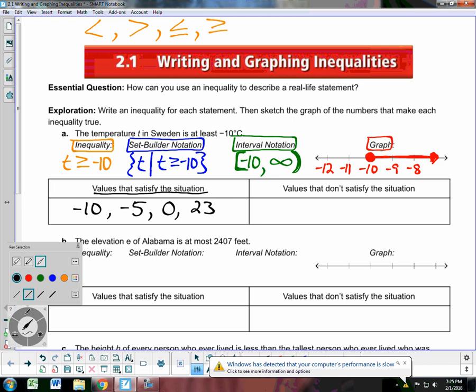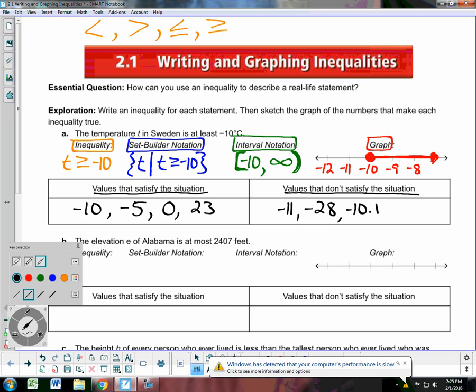Now you can also notice that all those numbers that I just listed would eventually be shaded on our graph. That red arrow would eventually get all of those. Now, in this other half, values that don't satisfy the situation are numbers that would not be shaded, that are not greater than or equal to negative 10. So in this case, that's numbers like negative 11, negative 28, even if we went negative 10.1. That's still too far to the left, not being shaded.